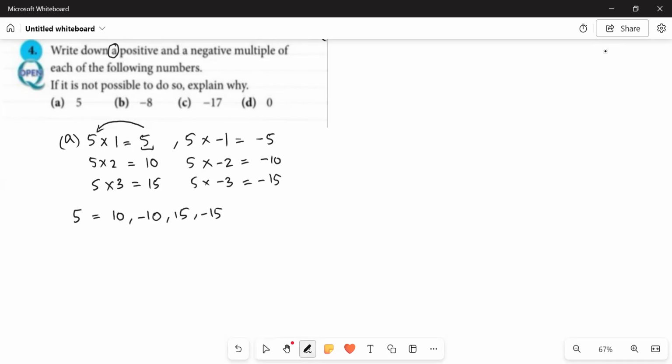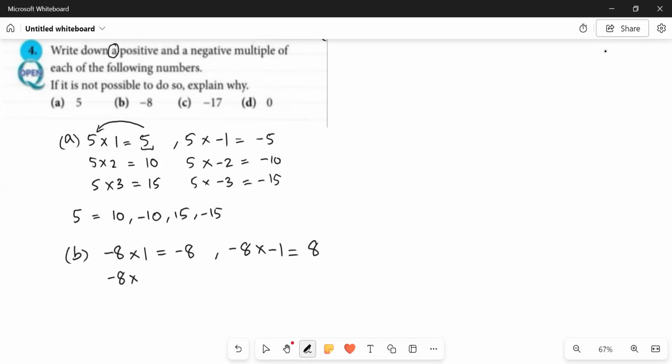When it comes to minus 8, if I multiply it by 1, I get minus 8, the same answer. But if I multiply it by minus 1, what will I get? I will get positive 8. So in this case also, I could have both a positive and a negative multiple of 8. Same with any other number.